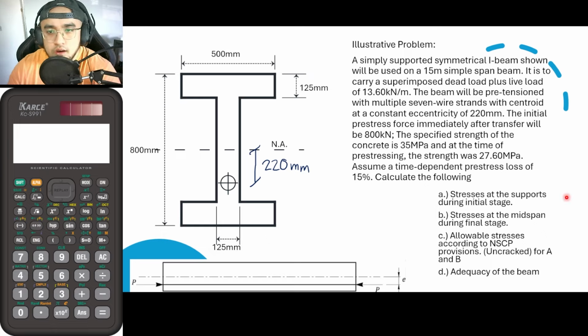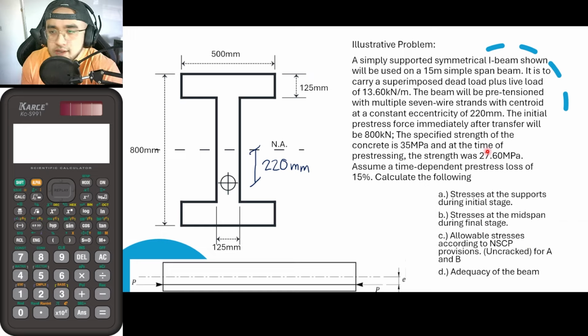Okay, so we will now be calculating the following. First, we will be calculating the stresses at the supports during the initial stage. Then after that, we will be solving for the stresses at the midspan during the final stage. Then we will be solving for the allowable stresses according to NSCP for uncracked provision. Then let us check for the adequacy of the beam.